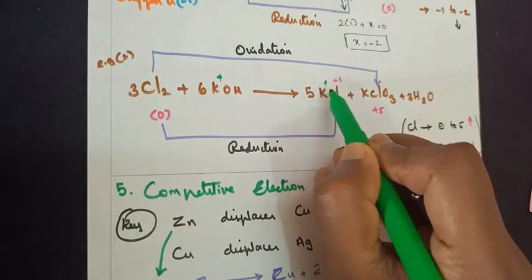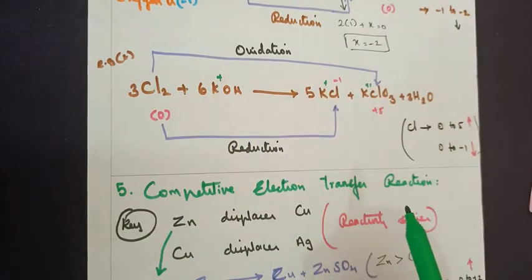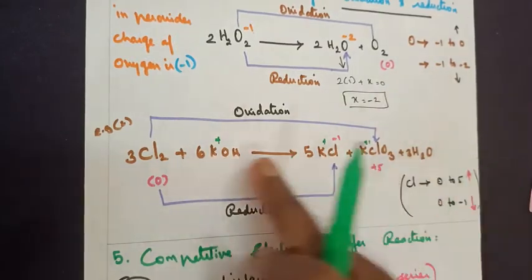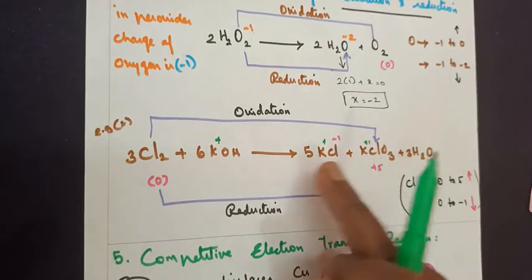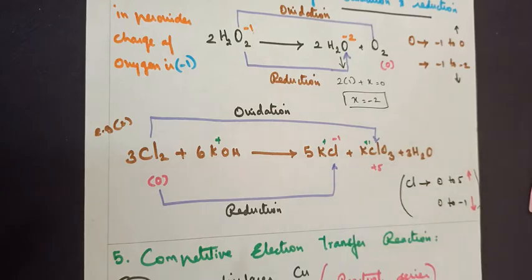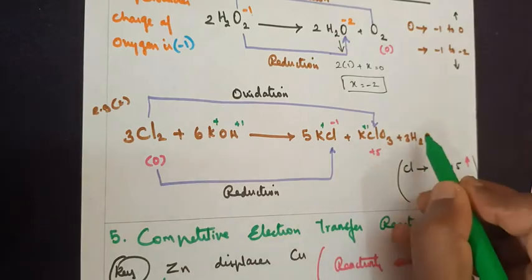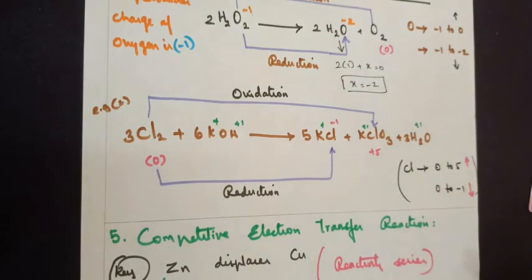The charge of potassium is +1 here, and the charge of potassium is +1. You can utilize this particular method and cross-check whether you are getting the charge of potassium on all the sides to be +1. The charge of hydrogen is also +1 here.